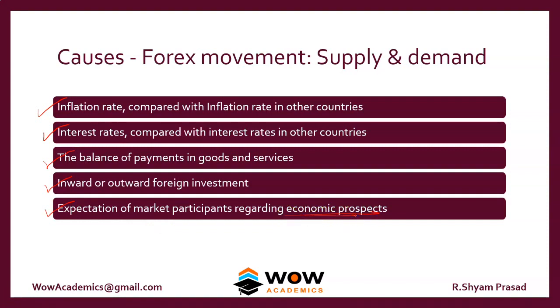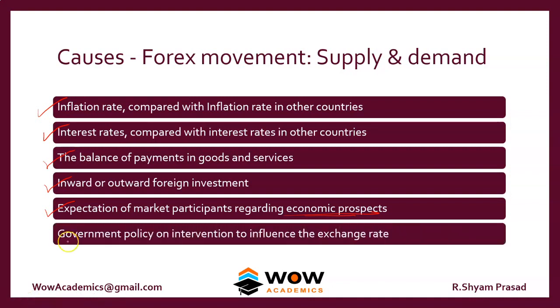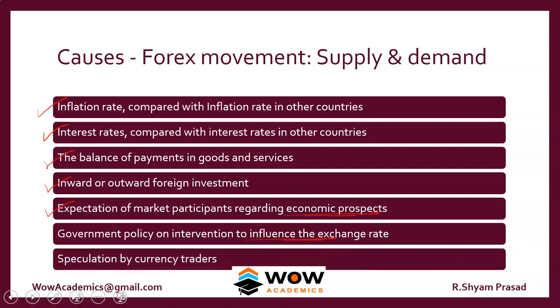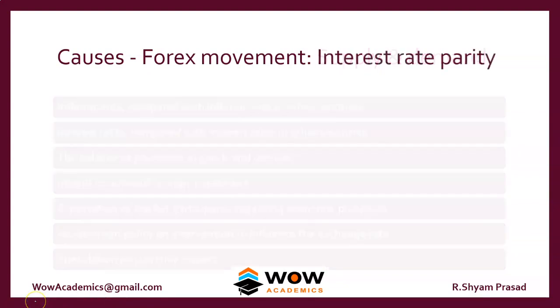So if the people who are trading the currency parity feel the country is going to become stronger or weaker, that will get reflected in the parity of currencies. Government policies and intervention in the exchange rate. So even governments come and buy and sell their currency and also the foreign currency. Speculation by currency traders. So they might also play a part in the movement of the currency. So these are the reasons for the movement in the parity of a currency.